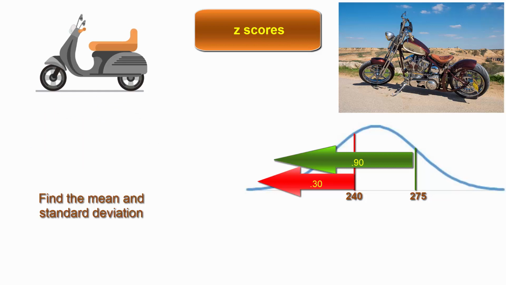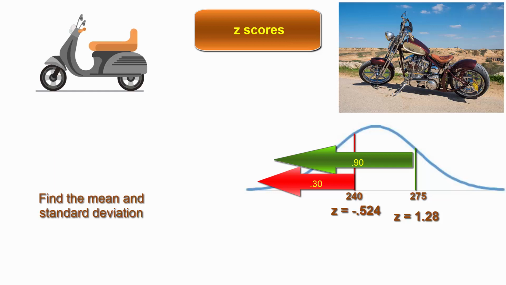Using either inverse norm or the z-table, we get negative 0.524 for the z-score. In every normal distribution, the z-score at the 30th percentile is negative 0.524. In similar fashion, we can learn that z is 1.28 for the 90th percentile, and that's where the 275-mile amount is located. Okay, so now what?